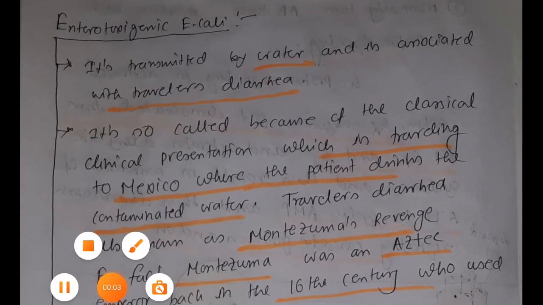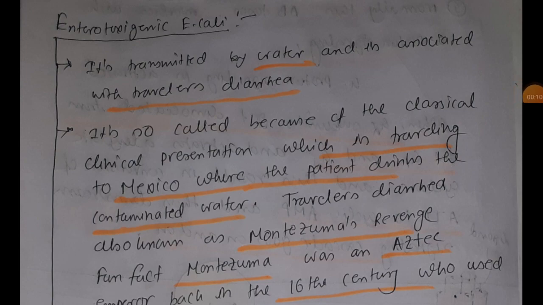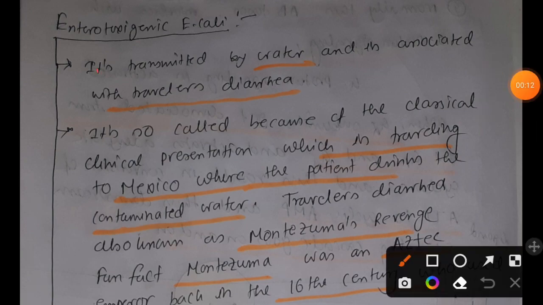So today we are going to talk about Enterotoxigenic E. coli. Without wasting any time, let's get started. Today we will talk about two types of toxin: heat labile toxin and heat stable toxin. Heat stable toxin can be divided into two parts. One is STa, another one is STb. In some literature they are also mentioned as ST1 and ST2. So let's start our discussion.